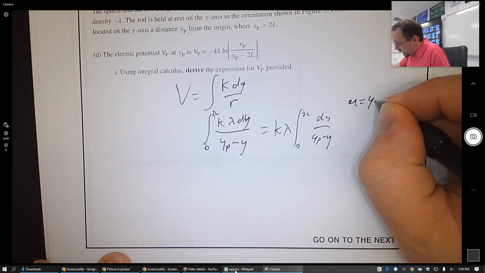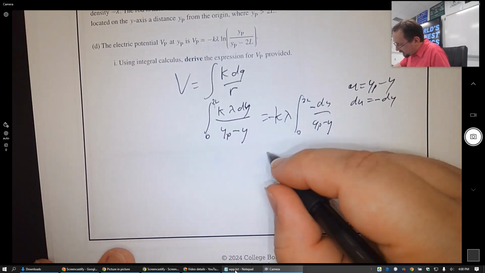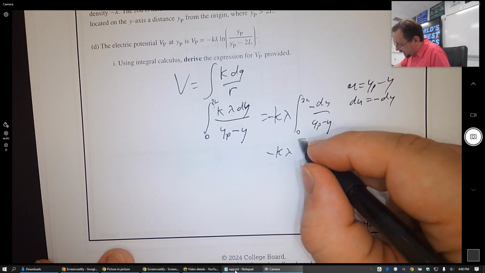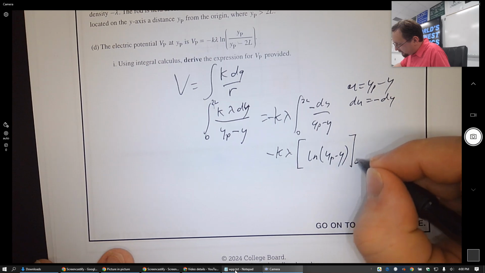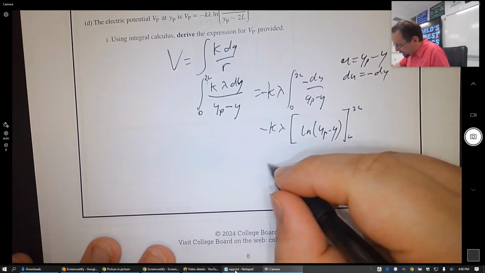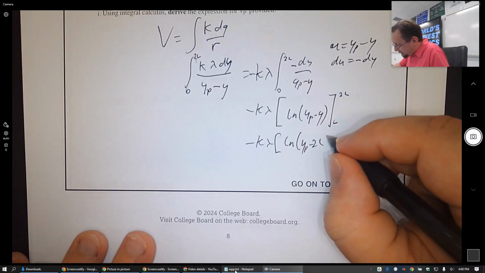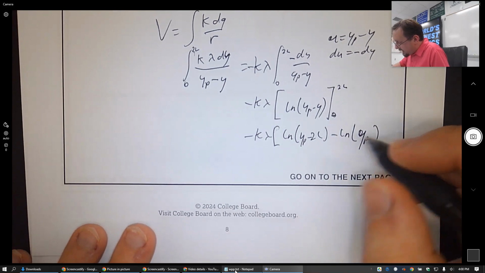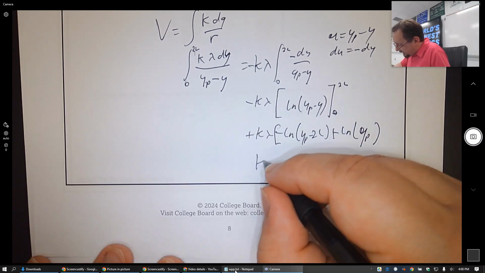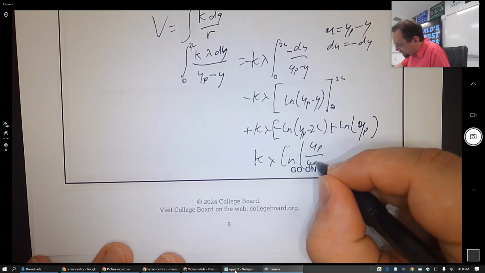So if u equals YP minus y, du, YP is a constant, equals negative dy. So negative and a negative. So negative k lambda, this is going to become natural log of YP minus y from 0 to 2L. So then I'm going to say negative k lambda, natural log YP minus 2L, minus natural log of just YP because you plug in 0, okay? And then I'm going to distribute the negative, and then k lambda is going to be natural log as a single natural log, YP over YP minus 2L. Okay, do you see that? All right, okay.